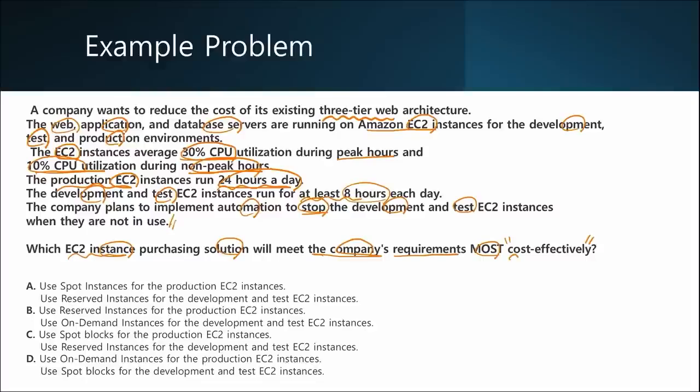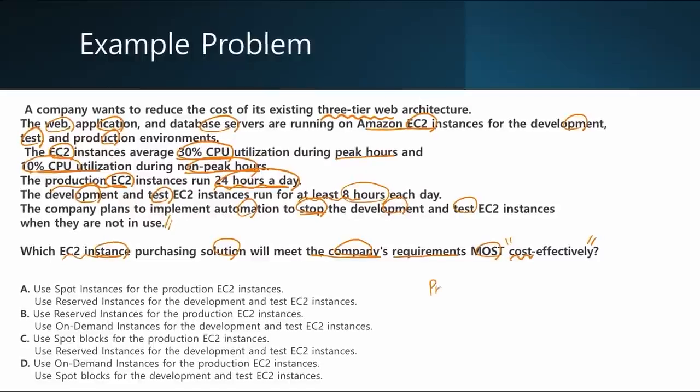The important thing here is the cost. Let's look at them one by one. First of all, for production, which instance is the most appropriate? It needs to run 24 hours a day. It won't turn off, and for now, you can assume that it will continuously be used. It would be cost-effective to get a 72% discount through the reserved instance.